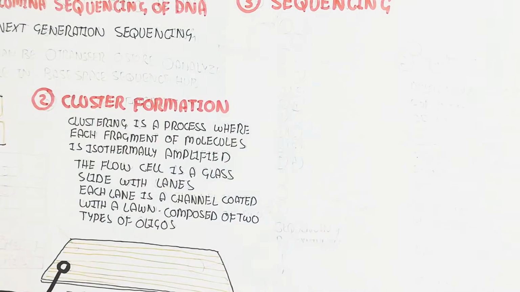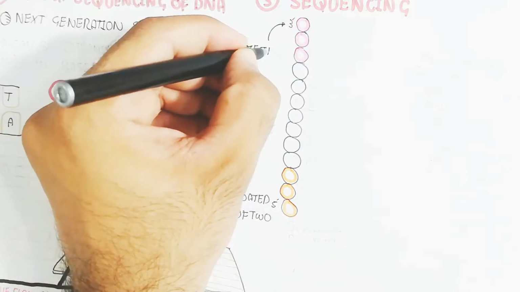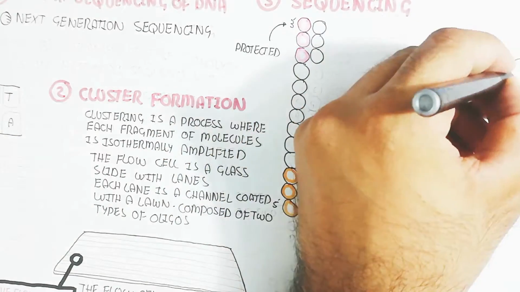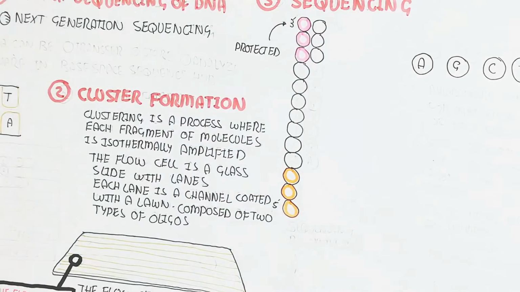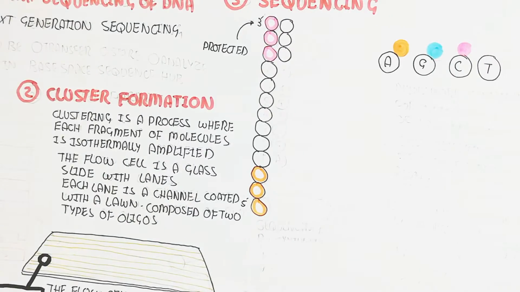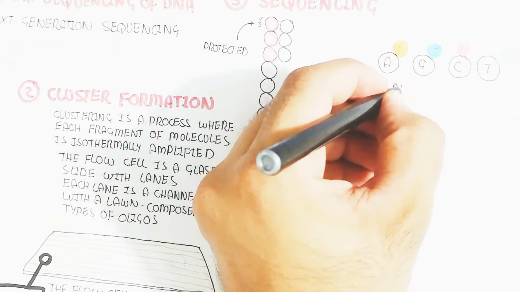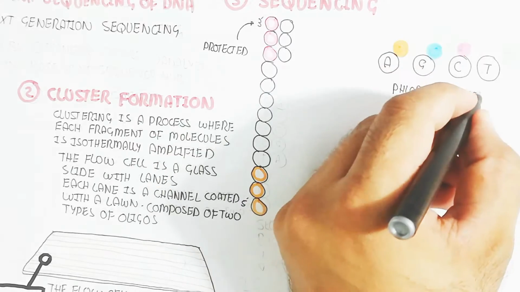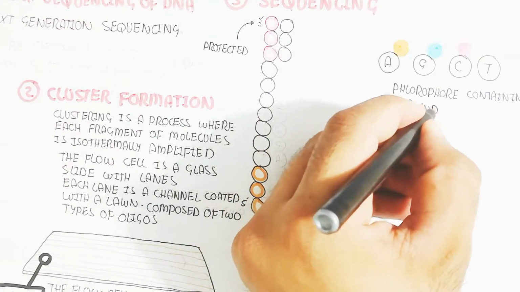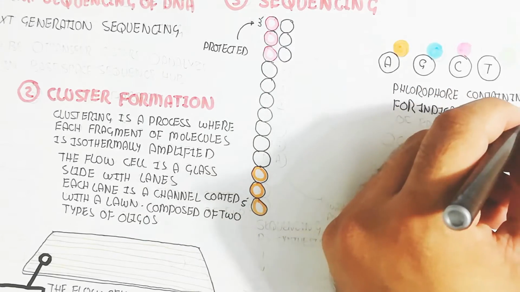So the sequencing is based on the production of color as each nucleotide binds. Remember, these are adenine, guanine, cytosine and thymine: adenine is orange, guanine is blue, cytosine is pink and thymine is green. In this way, the fluorophore-containing nucleotides indicate the sequence of each fragment.